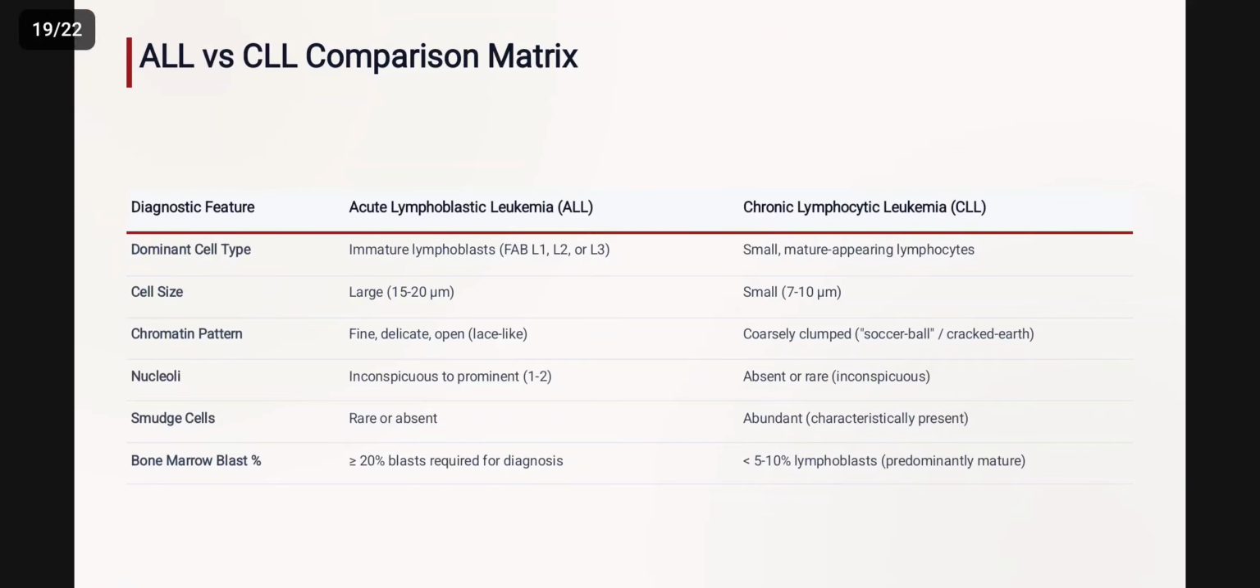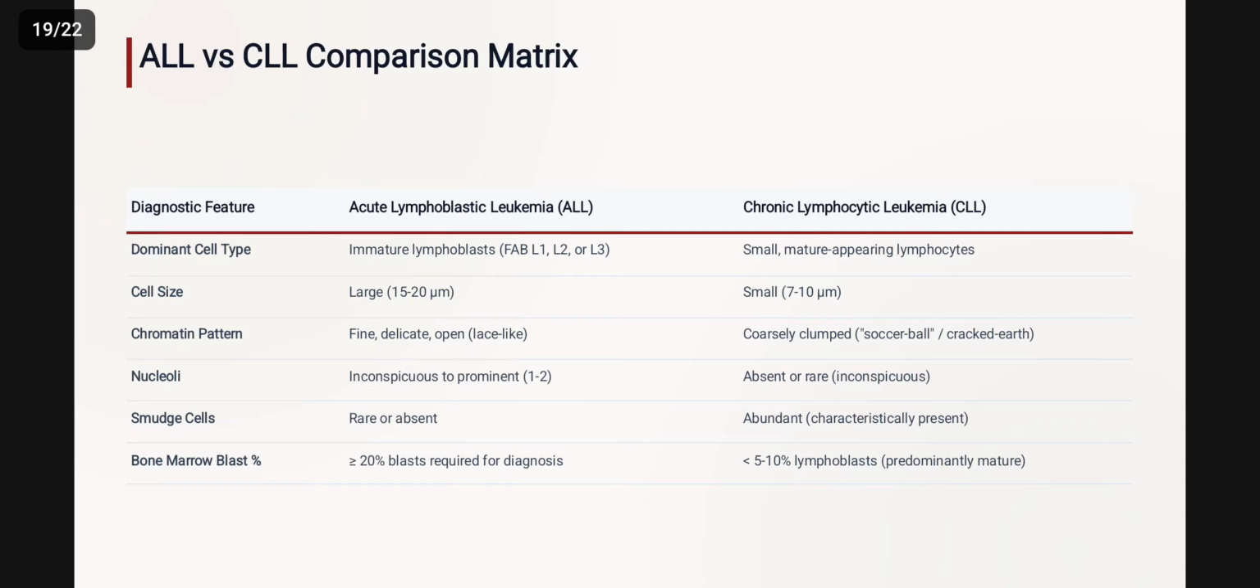And we will now differentiate between ALL and CLL. In ALL, the dominant cell type is immature lymphoblasts, and in chronic lymphocytic leukemia it is small, mature-appearing lymphocytes. In acute, the cell size is large, and in chronic, small. The chromatin pattern in acute is fine, delicate and open, and coarsely clumped in chronic. Nucleoli in acute are inconspicuous, and in chronic absent or rare. Smudge cells are rare or absent in acute and abundant in chronic.